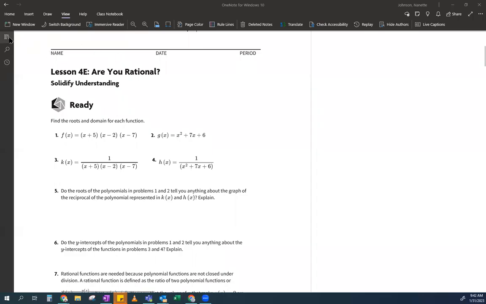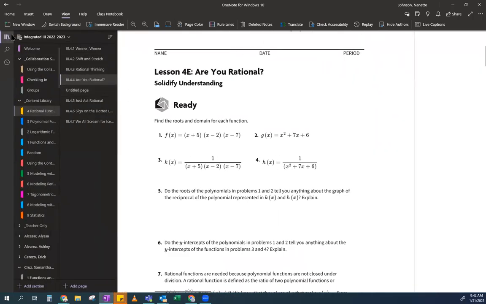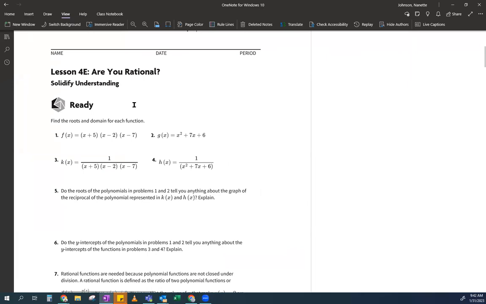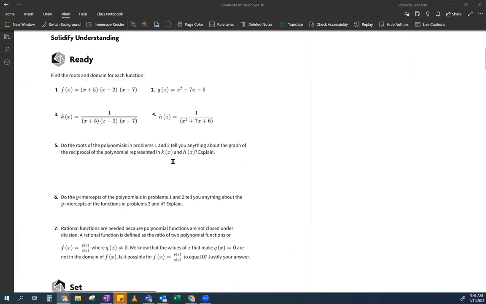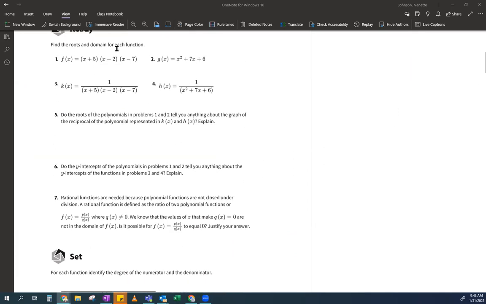Okay, so we are in Integrated 3 and we are learning 4.4, which is "Are You Rational?" And we're doing problems 4 through 7 in Ready, Set, Go. It says find the roots and domain for each function. And if you notice, 2 and 4 are related, so I'm going to write that down. We're going to be doing 2, 4, and 7, just because it's basically the same thing.